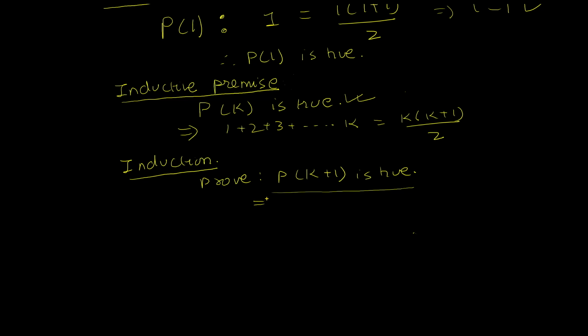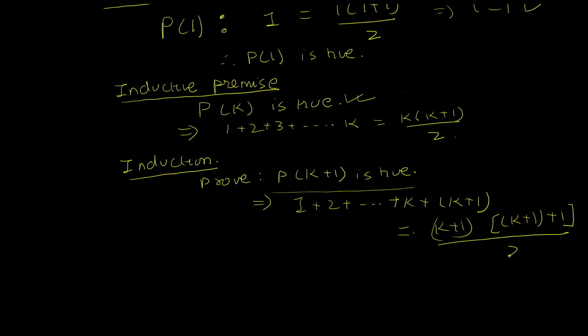So let me rephrase the statement that I need to prove. What does it mean to say that Pk plus 1 is true? It simply means that the sum from 1 up to k plus 1 will also follow the same pattern. So I can rephrase this as the sum up to k plus 1, and this should be equal to whatever this expression is if I replace k with k plus 1. And that is going to be (k plus 1) times (k plus 2), divided by 2. So this is the expression that I need to prove. And if I can prove this is true by using this, my induction is complete.